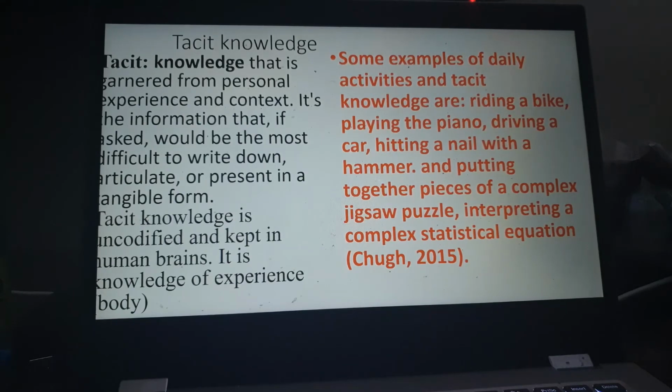Hitting a nail with a hammer when you are building something, that knowledge that you are using to hit, you are not going to read it from a book. It is in your hand, in your brain. Putting together pieces of a complex jigsaw puzzle, interpreting a complex statistical equation. If you Google that author, 2014, he will elaborate a little more about tacit knowledge. So those are the two types of knowledge. Explicit, which is written in documents, in books. Tacit, which is in the body, in the knowledge of somebody, which you cannot touch. It is experience found in somebody.